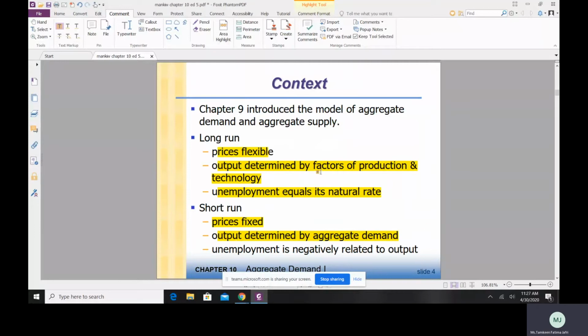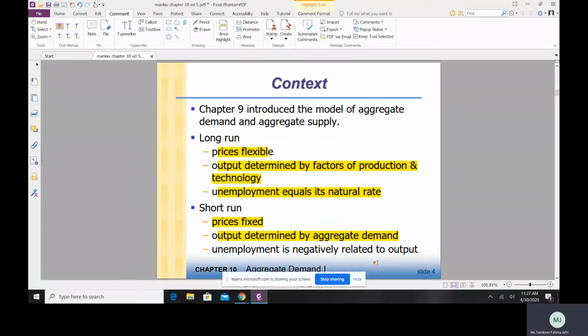In the long run, we assumed that unemployment equals the natural rate. That is, in the long run we assumed that all the labor is fully employed. Whereas in the short run, unemployment can diverge from the full employment rate. Okay? It can be different from the full employment rate.